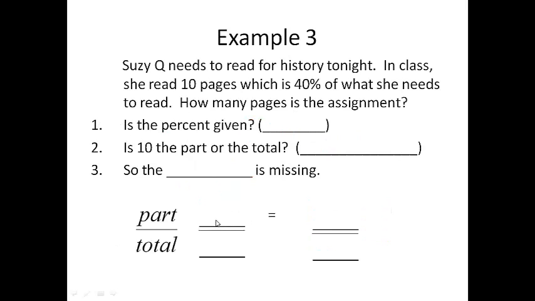Example 3. Susie Q needs to read for history tonight. In class, she read 10 pages, which is 40% of what she needs to read. How many pages is the assignment? Okay, is the percent given? Yes, it is. What is the percent? 40. And we find that because we look for that percent sign. That's always the easiest one to figure out first.